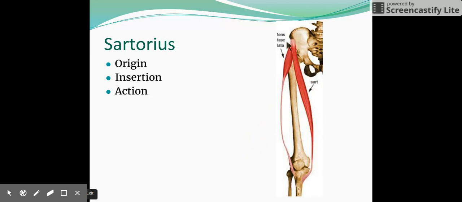Sartorius is really cool. It's actually the longest muscle in your body. It has its origin point up here at the iliac spine, and it inserts all the way down here at the tibia. It kind of wraps over the top of your leg. And its action is really quite interesting because it is what helps you cross your legs. So if you pull your knee up over your other knee, then this is what's doing it. It allows it to flex and laterally rotate at the hip joint.